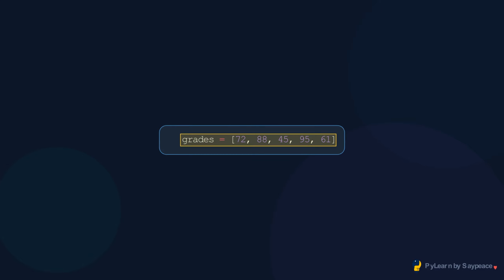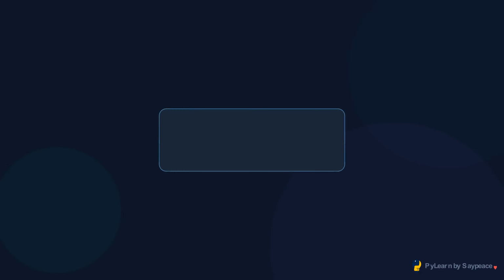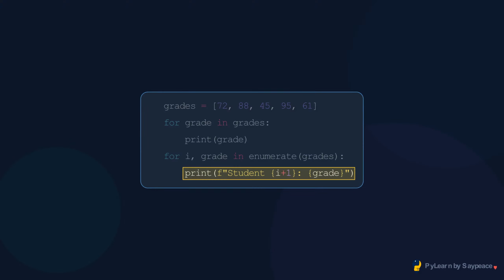A list of student grades. The simplest loop, print each grade. Enumerate gives you both the index and the value. I+1 so the numbering starts at 1, not 0.